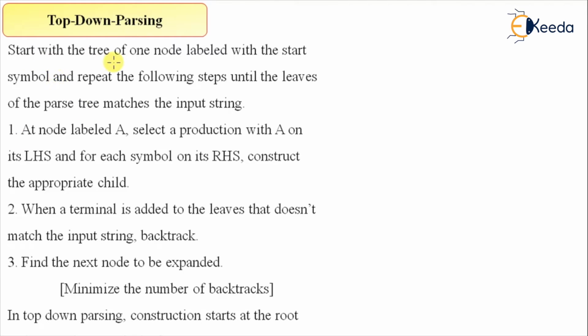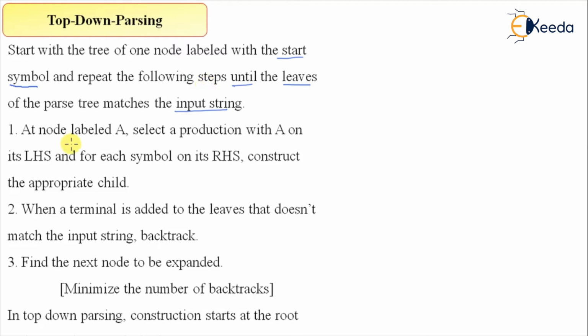Start with a tree with one node labeled with the start symbol. Okay, so this is the key point. Start with the tree and the node labeled with the start symbol, and repeat the following step until the leaves of the parse tree match the input string. Okay, so we'll keep on repeating these steps.